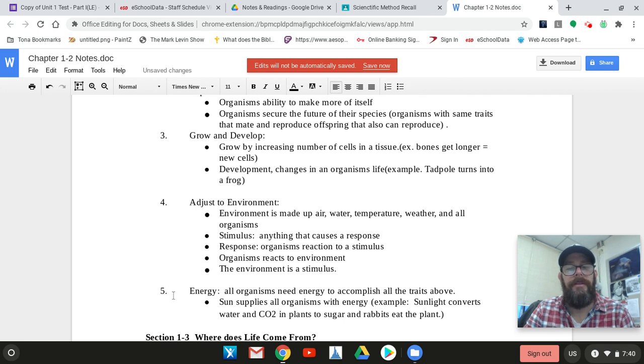And last but not least, energy. All organisms need energy to accomplish all the traits above. The sun supplies all organisms with energy. For example, sunlight converts water and carbon dioxide in plants to sugar, and rabbits eat the plant, which then gets the sugar from the plant.